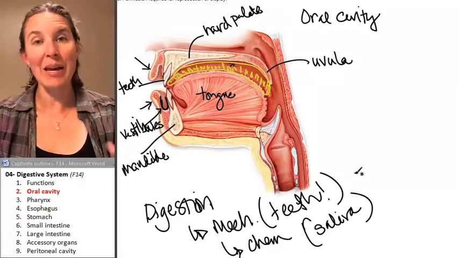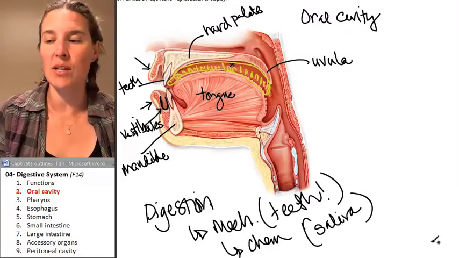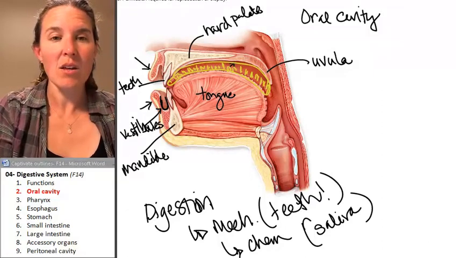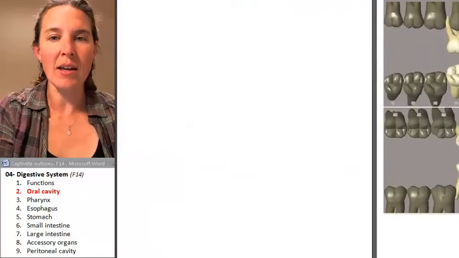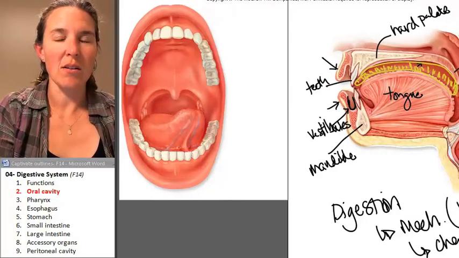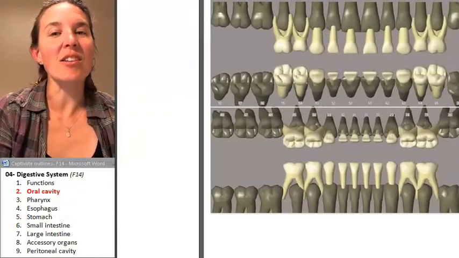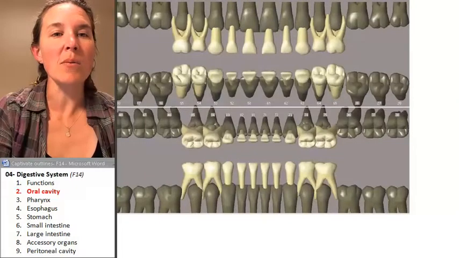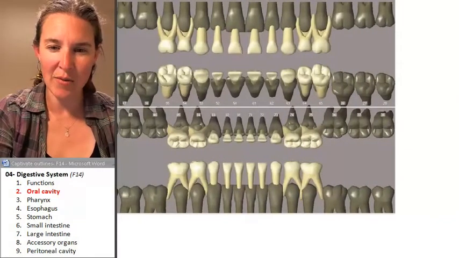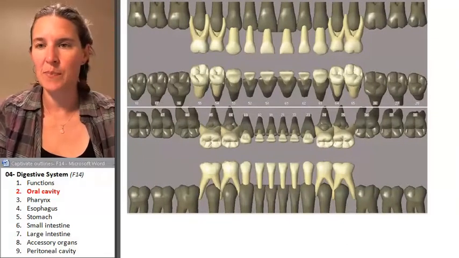There are 3 pairs of salivary glands that contribute saliva, and we're going to look at those. I think first on my list is to look at teeth. So let's check that out. That's actually kind of a nice image of teeth. This is the direction I meant to go because I want to talk about our different kinds of teeth and how many we have and how to tell them apart, distinguishing features of our teeth.